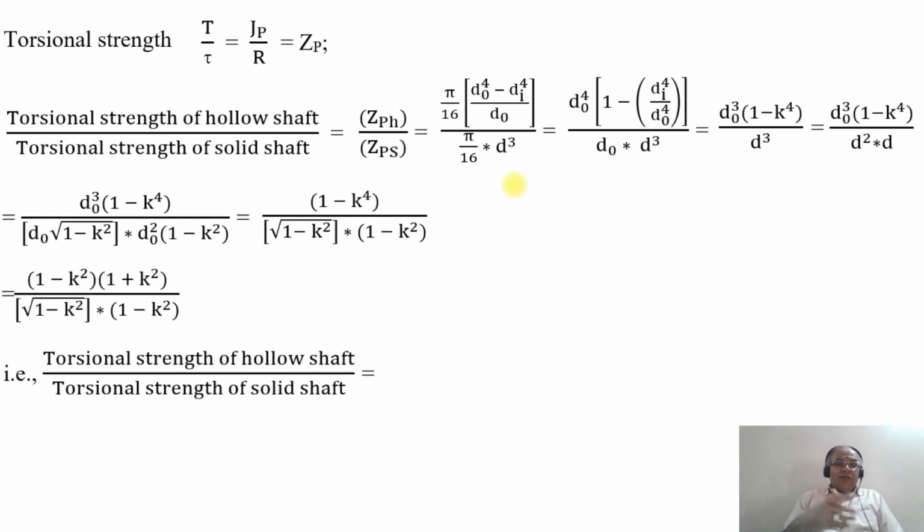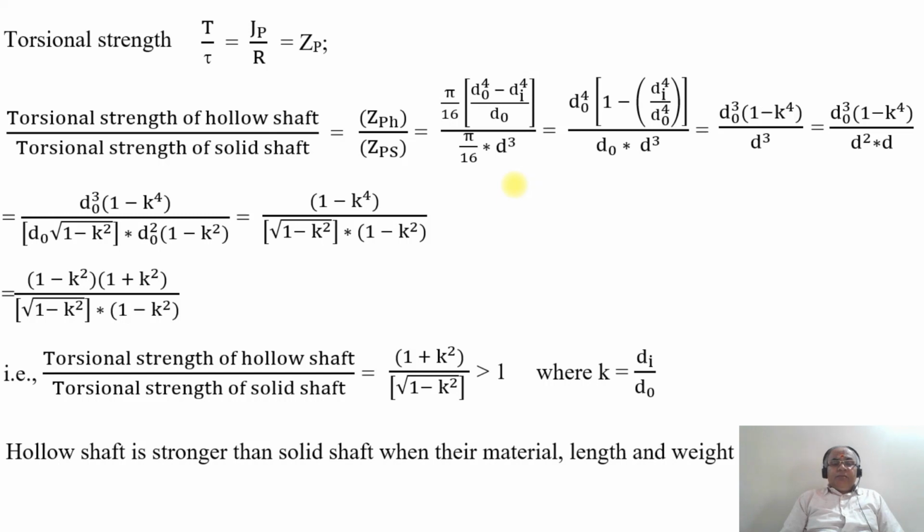Therefore, the torsional strength of the hollow shaft divided by the torsional strength of the solid shaft will be equal to the ratio of 1 plus k square divided by the square root of 1 minus k square. The ratio is always greater than 1, because 1 plus k square has a greater value when compared to the square root of 1 minus k square, where k is equal to di by d naught. From this, we can infer that the hollow shaft is stronger than the solid shaft when their material, length and weights are the same. Thank you.